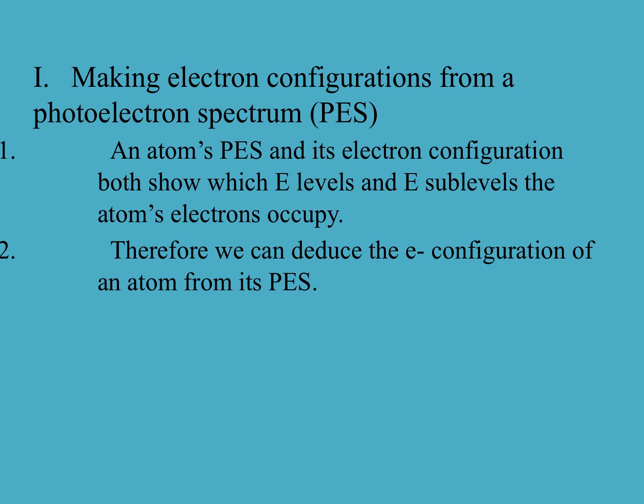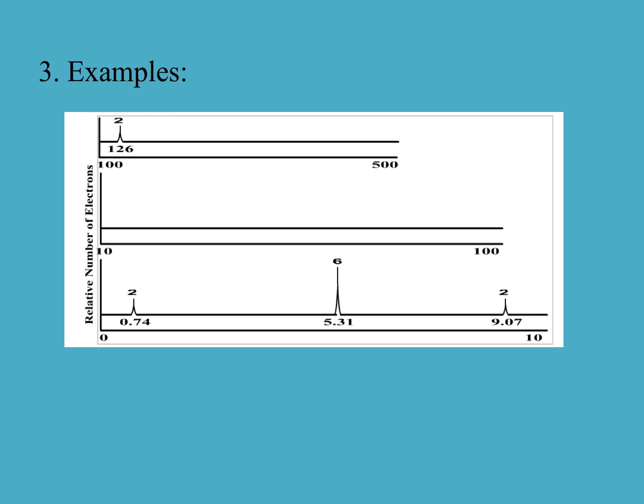So let's go ahead and look at this sample one here on this slide. And you can see here that they talk about on the y-axis the relative number of electrons. And these numbers on the x-axis refer to what the AP exam calls the binding energy. I'm going to go ahead and write that down. Binding energy, which is how much energy it takes to remove that specific electron from that sublevel.